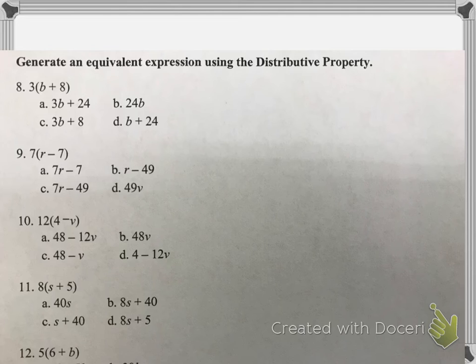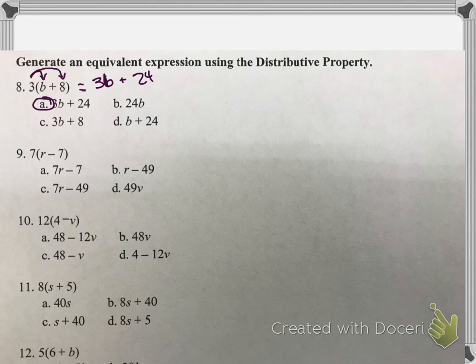Looking at another example, we're going to take the 3 and we're going to distribute it. 3 times b and 3 times 8. 3 times b gives us 3b. 3 times 8 gives us 24. So we have 3b plus 24.